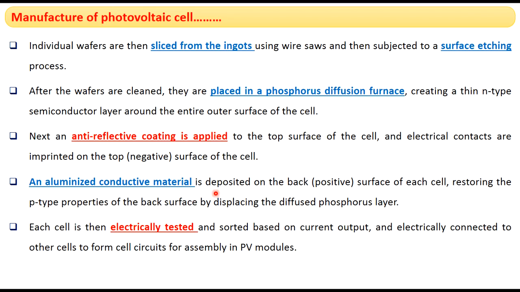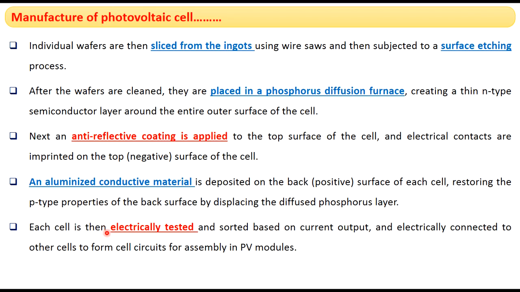Next step is the deposition of an aluminized conductive layer on the back surface of the cell. In the beginning of the process, the p-type properties are imprinted on the cell. Now they are restored by replacing the phosphorus layer by the deposition of aluminized conductive material. Now the cell has both properties: n-type properties on the top surface, and p-type properties on the back surface of the cell.